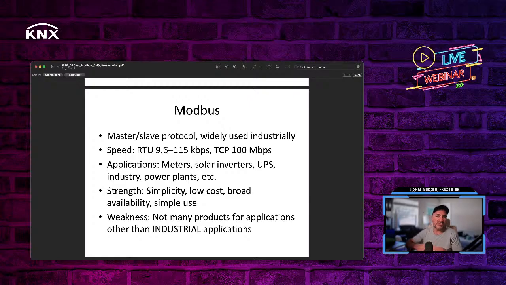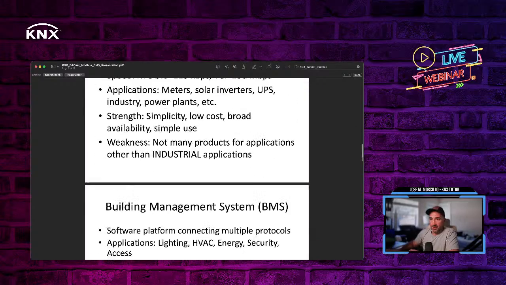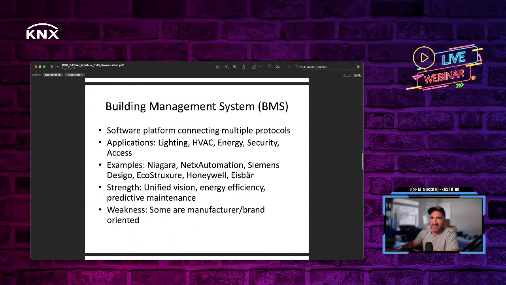If you need to communicate with BACnet, you do the same. And if you need to communicate with some other protocol, you actually do the same with a gateway and you are good. My approach, I always say this, is to go for KNX as the topology backbone, and then from there you can go to any application that you want. All right, so BMS is a software platform connecting multiple protocols and several applications: lighting, HVAC, energy, security, access, and much more. There is something important that I need to tell you about the BMS.